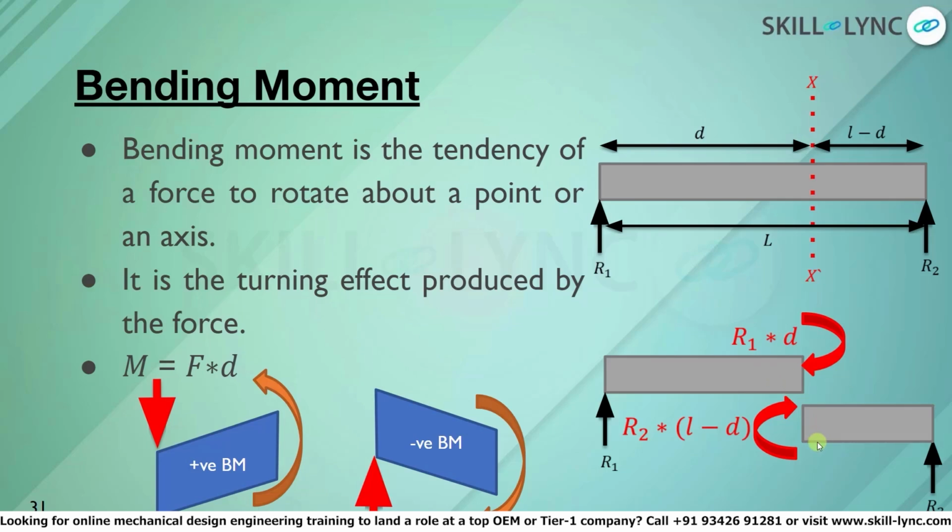Thus, the net moment at section XX is R1 into D minus W1 into X. Similarly, if we were to calculate moment on the right side, it would be R2, which causes sagging again, thus positive. So, R2 into L minus D, which is the distance from the section XX.